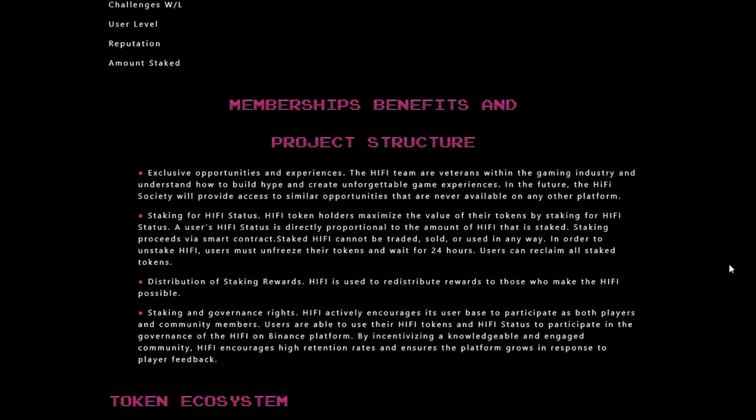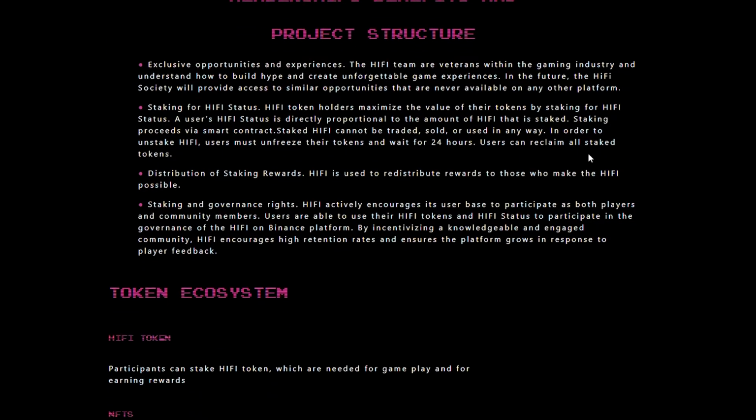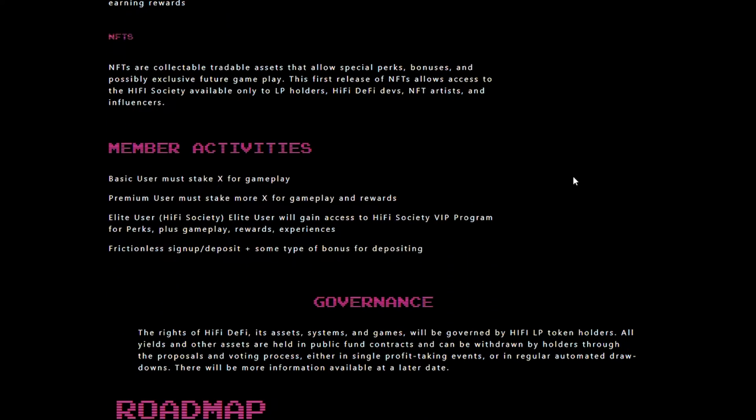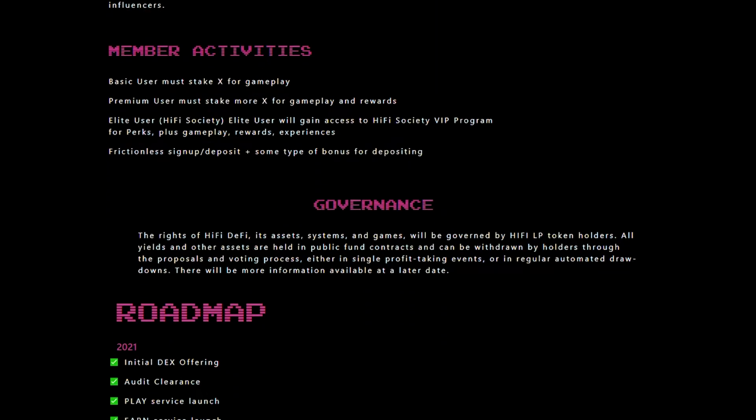Okay, guys, if we keep scrolling down as well, there's going to be some more information about the membership benefits and the actual project structure here. As for the token ecosystem, participants can stake HiFi tokens, which are needed to play the game and for earning rewards. We did speak about that before. As for the member activities, folks, basic users must stake X amount of the coin for gameplay. Premium users must stake a little bit more for gameplay. So I think that's fair enough as well. Coming over to the governance here, the rights of HiFi DeFi, its assets, systems, and games will be governed by HiFi LP token holders, guys. So if you're a liquidity pool token holder for HiFi, you're going to be able to have a vote on governance in this project.